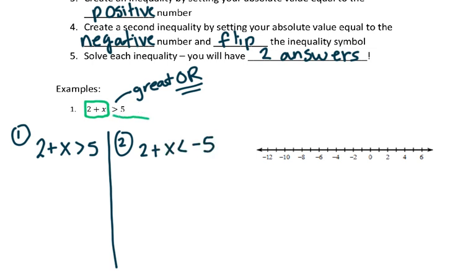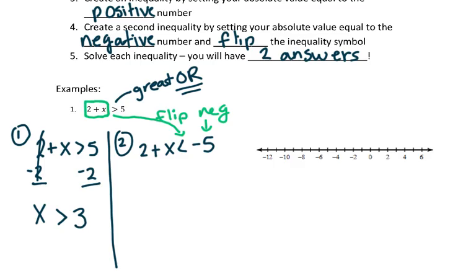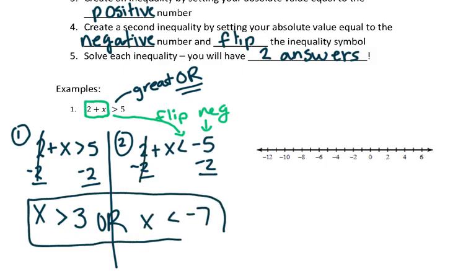So just a couple things here, right? You want to flip, and then this part is negative. Now let's solve them. I'm going to subtract 2 on both sides and get x is greater than 3. Or I'm going to subtract 2 on both sides for the second one and get x is less than negative 7. So let's look. I'm going to put an open circle on 3. I'm going to put an open circle on negative 7. Because it's an or problem, I'm going to go to the left and to the right, away from each other.